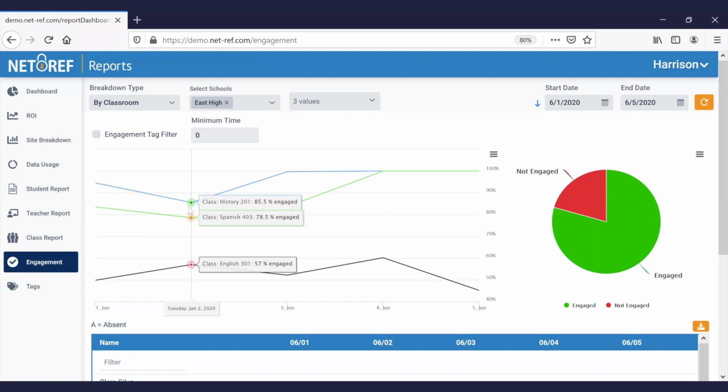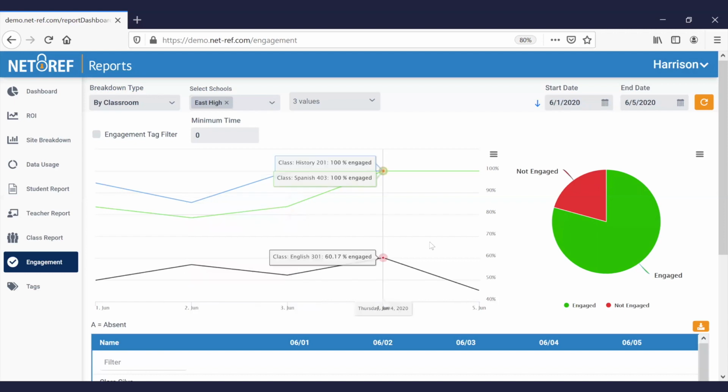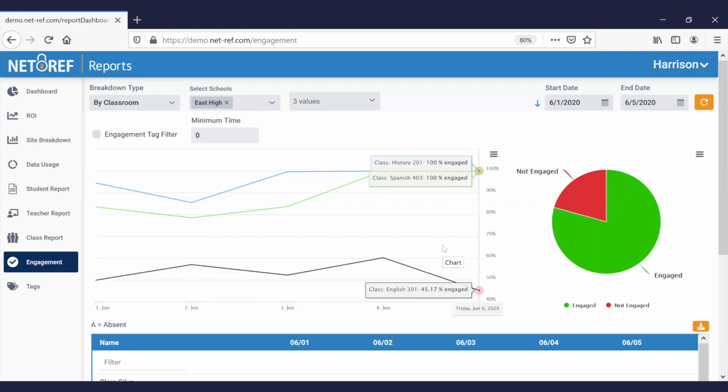On Tuesday, June 2nd, History 201 had 85% engagement, Spanish 403 had 78% engagement, and English 301 only had 57% of students engaged. As you scan the rest of the week on the timeline, you can quickly see that it looks like the English 301 students need a little bit of help getting focused on learning.